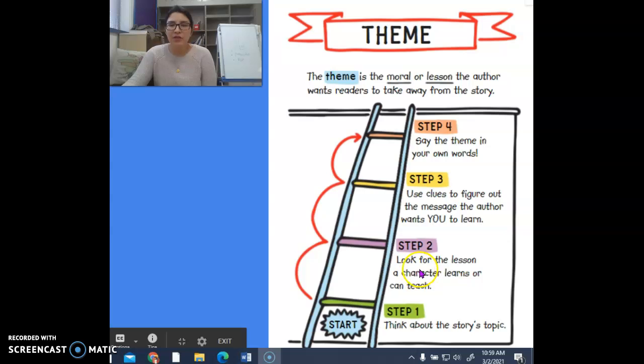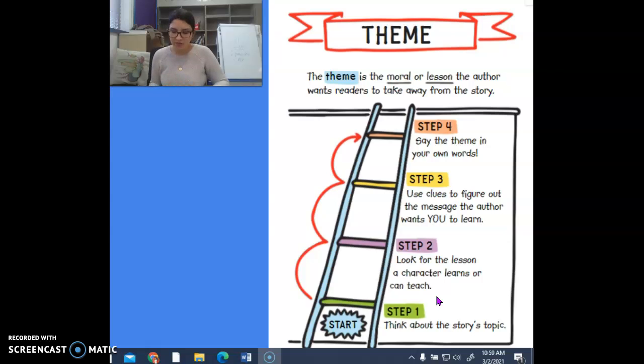Step 2. Look for the lesson a character learns or can teach. So the boy Joseph, what lesson does he learn? Think back to the story. He keeps calling wolf. Says it, I think, 2 or 3 times, and there is no wolf. He calls down to the townspeople saying wolf, wolf, no wolf. And the townspeople eventually don't believe him, even though the last time he calls wolf, there are wolves, and he does need help. So, what's the lesson?